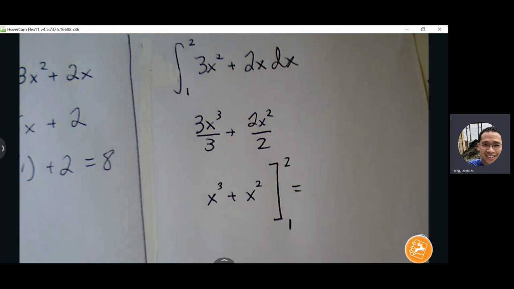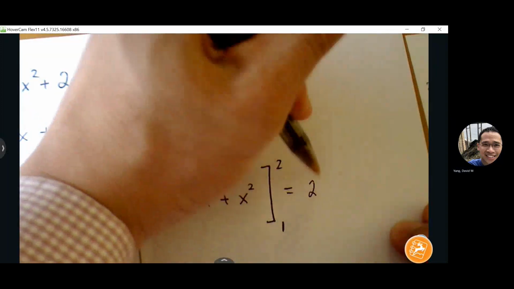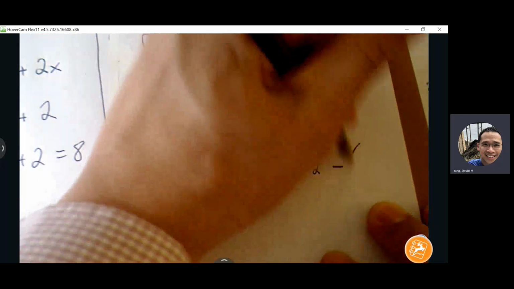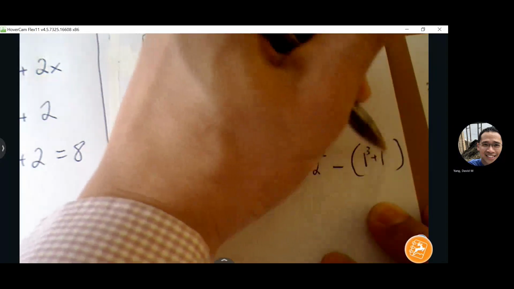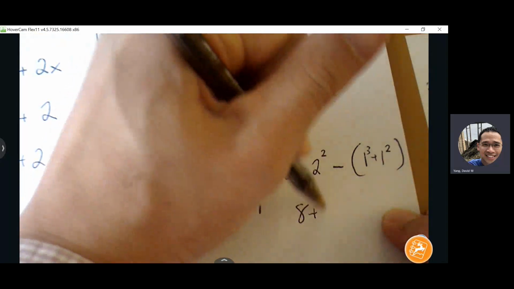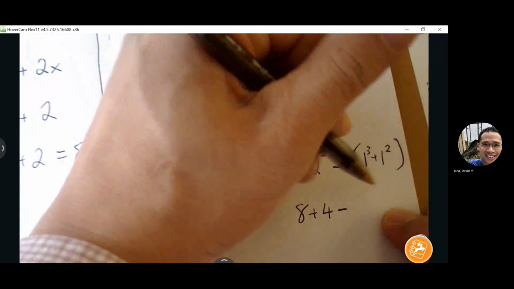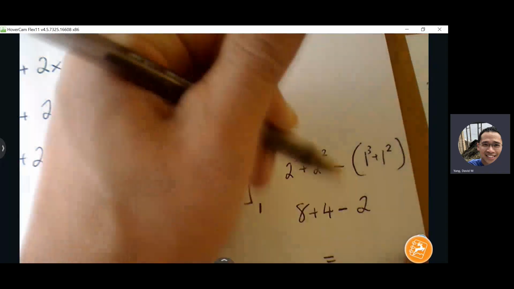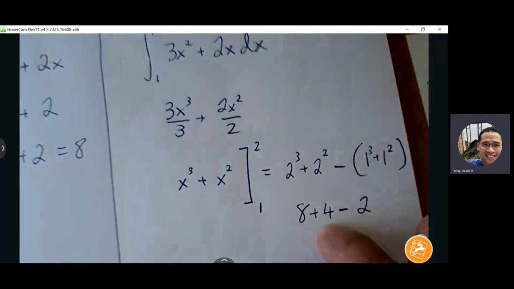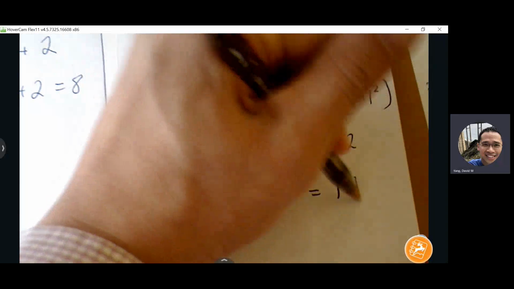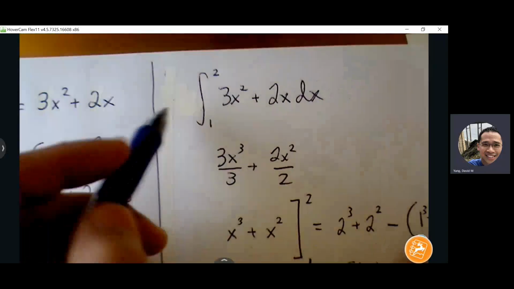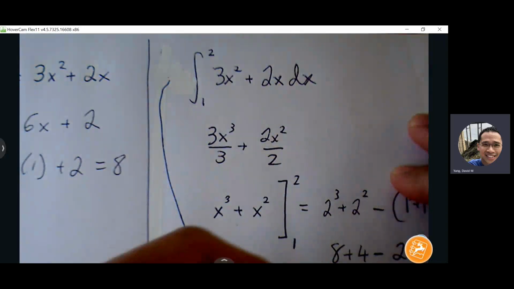Okay, upper bound first. 2 cubed plus 2 squared. Then what? Minus, big parentheses, 1 cubed plus 1 squared. So we have 8 plus 4 minus 1 minus 1, which is minus 2. Sorry, 8 plus 4 is 12. 12 minus 2 is 10. So I want to show you that the calculator can help us get from here directly to here.